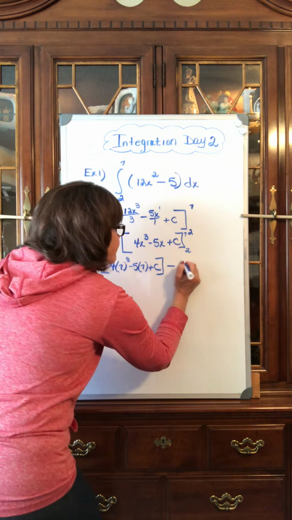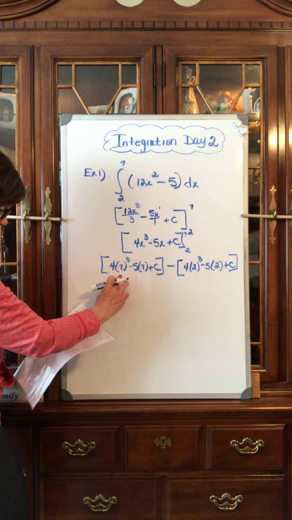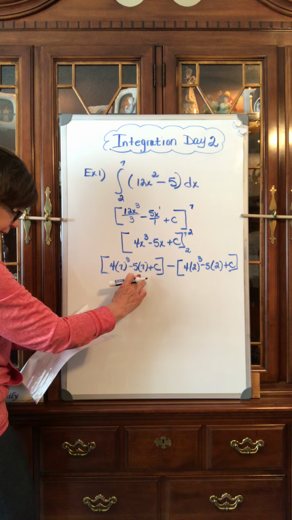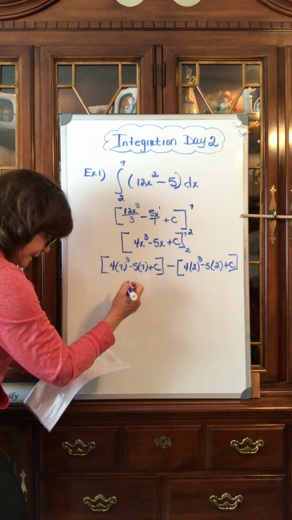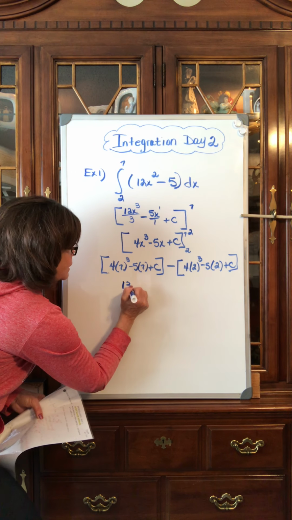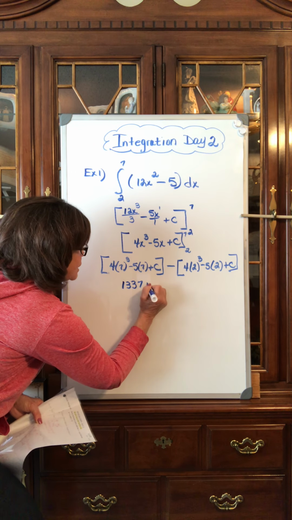4 times 7 cubed is 4 times 343 minus 35. This is 1,337 plus c.